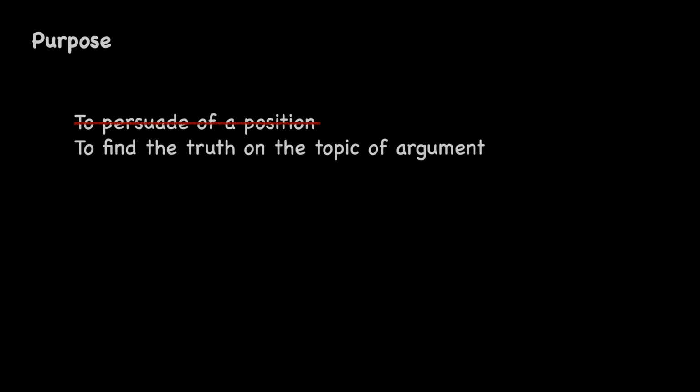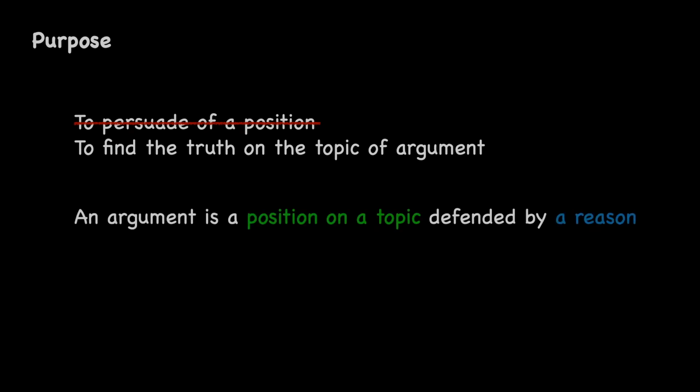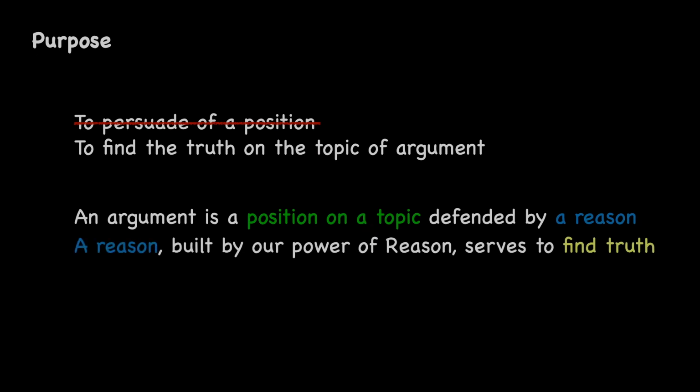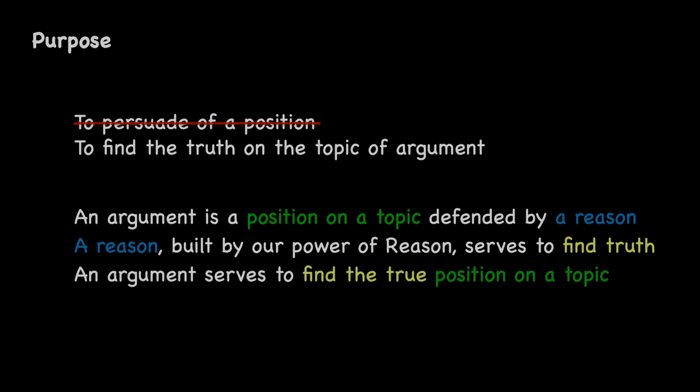One way to define a concept is to find its purpose. Contrary to popular beliefs, the purpose of an argument is not to persuade, but to find the truth on the topic of argument. This can be shown in two ways. The first way is by examining its original definition. We said that an argument is a position on a topic defended by a reason. A reason, built by our power of reason, serves to find truth. Therefore, an argument serves to find the true position on the topic. Simple enough?